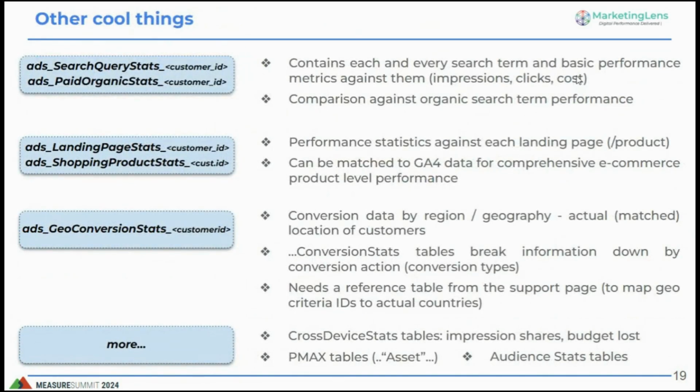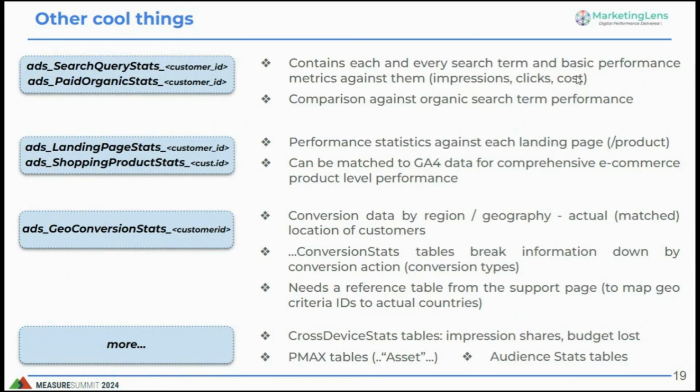So there are some other cool things that you can do here. For example, there's the search query stats table, and there's a search query conversion stats table as well. These contain each and every search term and basic performance metrics against them, like impressions, clicks, and cost, and whatnot, again, for every single search term. You can also compare this against organic search term performance, either by joining it to Search Console data yourself. That's what we do actually. But there's also a table that already does this off the shelf, which is called paid organic stats. And there are some other ones.